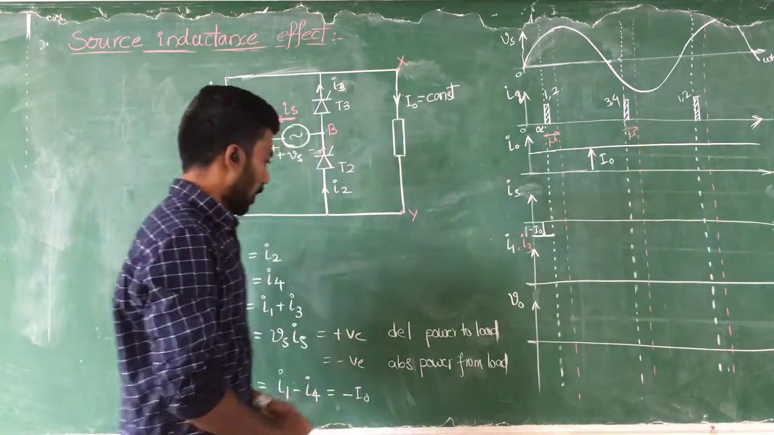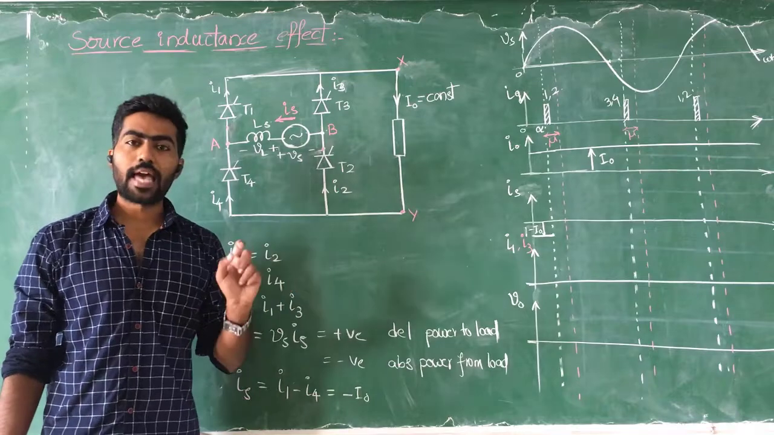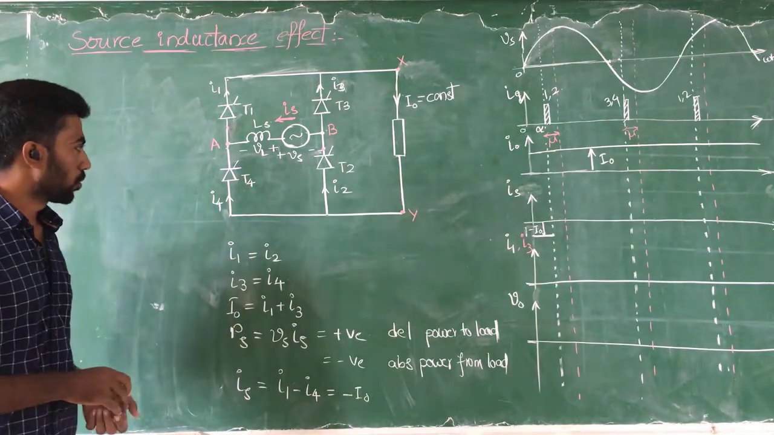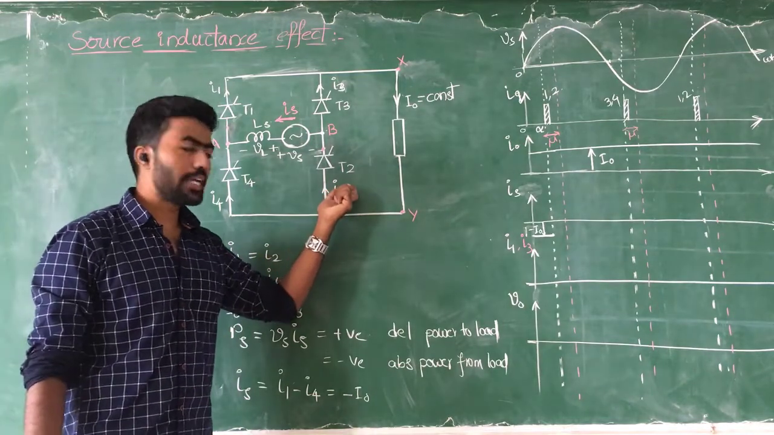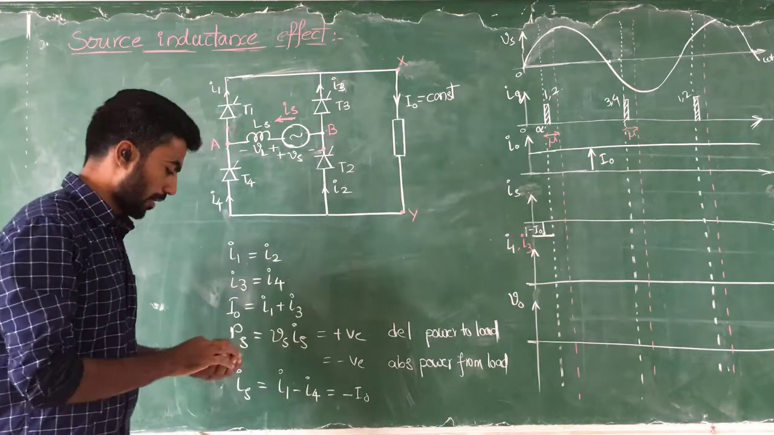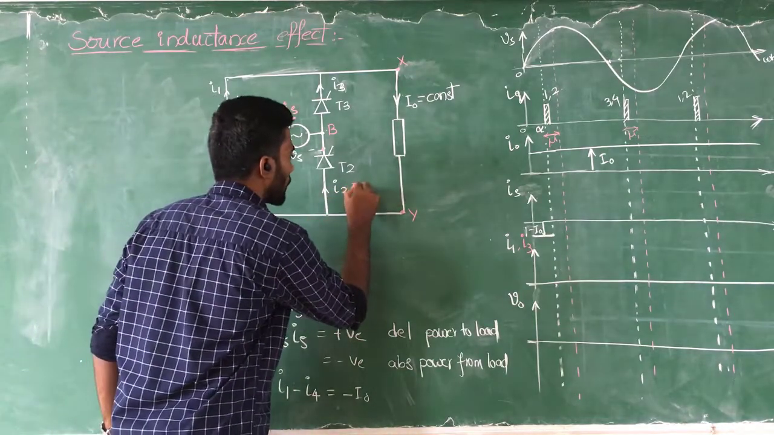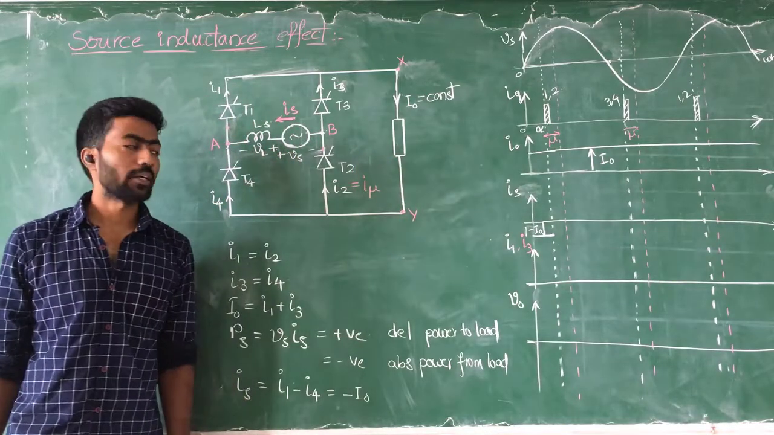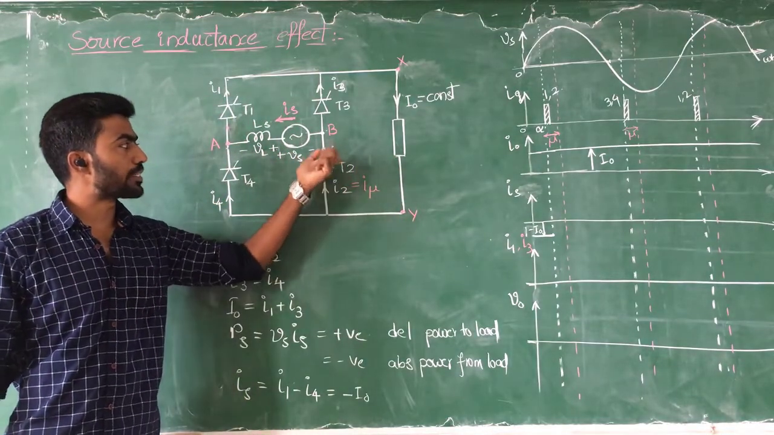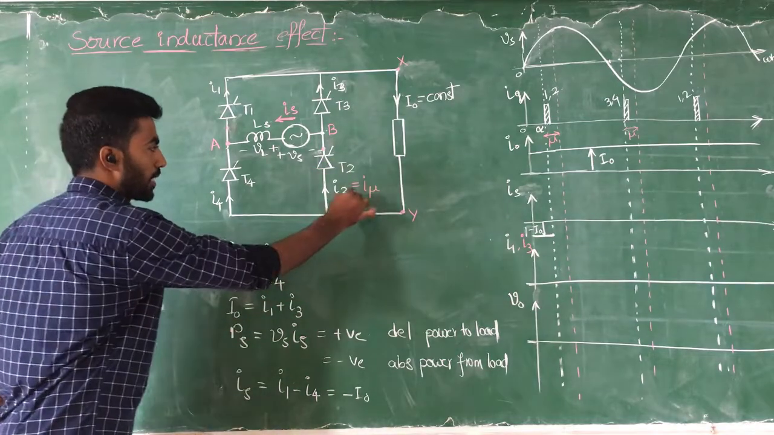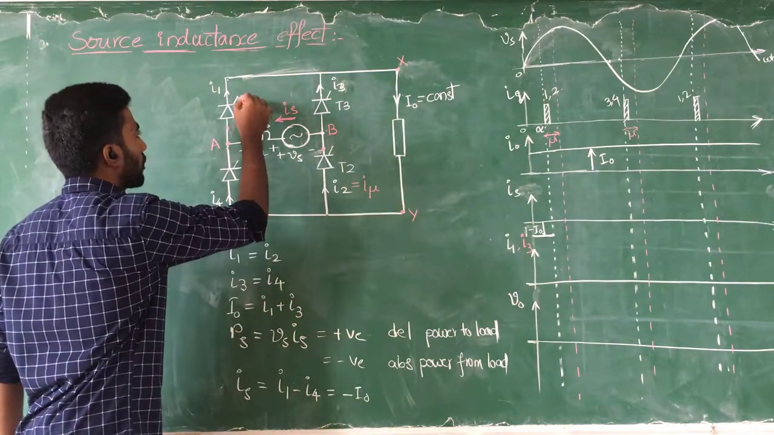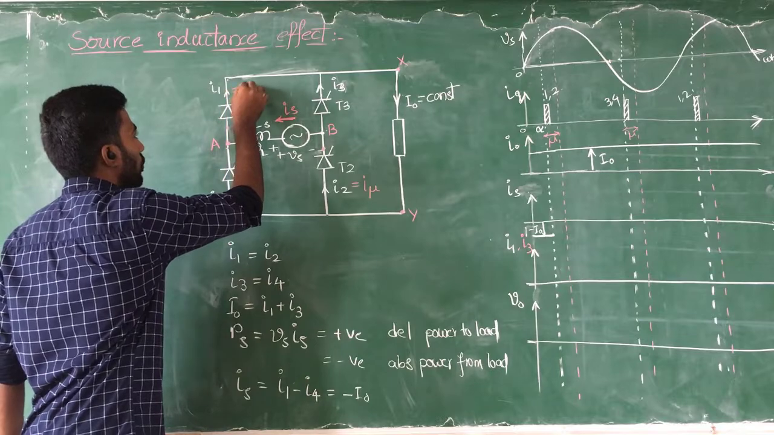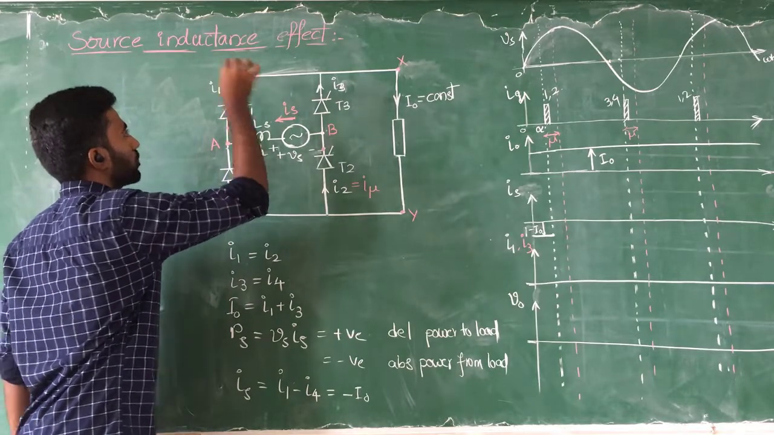Fine. Now, in that overlap period, what is happening? If you take this I2 current magnitude, I'll consider that I2 current magnitude equal to Iμ, that is the overlap current. Current has started slowly increasing in device 2. Whatever current is flowing in this device, the same amount of current will flow through I1 also, that is Iμ.